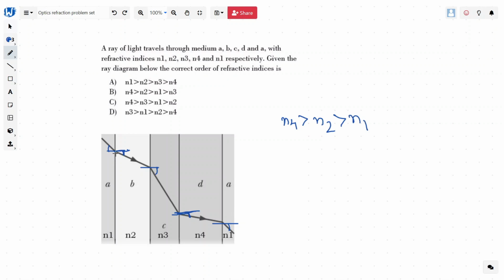And now this one. And finally, the biggest angle is N3. So this is the lightest medium, hence the ray of light is bending more and more like that. So that should be our answer: N4, N2, N1 and N3, and here B is the correct answer.